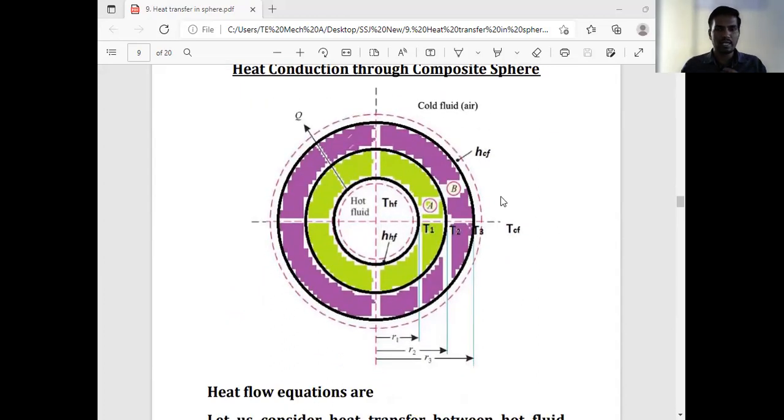All of you draw this diagram. We consider two layers, layer A and layer B. The amount of heat transferring from the inside section to the outside section is Q.